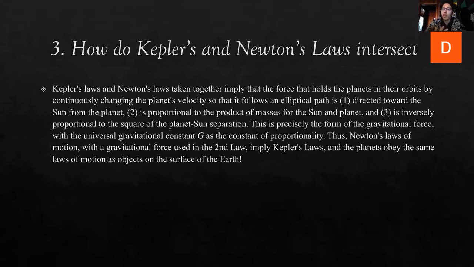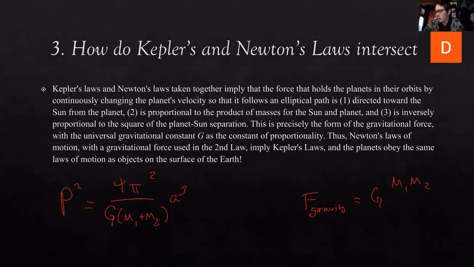So Newton's laws of motion with gravitational force used in the second law imply that Kepler's laws and the planets obey the same laws of motion as objects on the surface of the Earth. We see these in our two equations. We first can relate our orbital period, which if you remember from Kepler's third law, now comes out to this equation: 4 pi squared, capital G, that's our gravitational constant, m1 plus m2, our two masses, and our semi-major axis comes into relation. And the second equation is our force of gravity is equal to our gravitational constant times the two masses, times each other, over the distance between them squared.